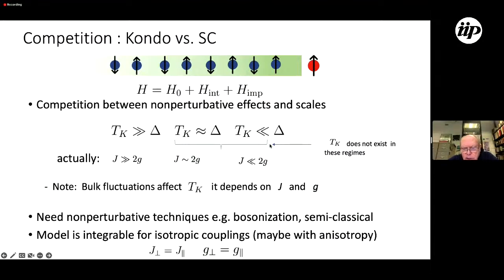But actually that is a bit confusing because, as I'm going to show, Tk occurs only in the regime where Tk is large compared to delta. In the other two regimes, there is no Tk. That's the first point. And second, the Tk is not going to be the Tk that we found in the metal case, but rather it will be renormalized by the interaction in the bulk and depend on both J and G. And we need to apply various non-perturbative techniques to study the problem.